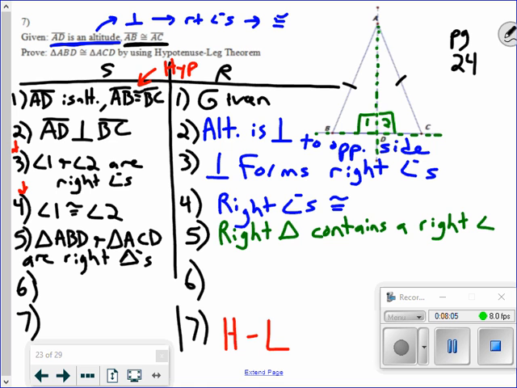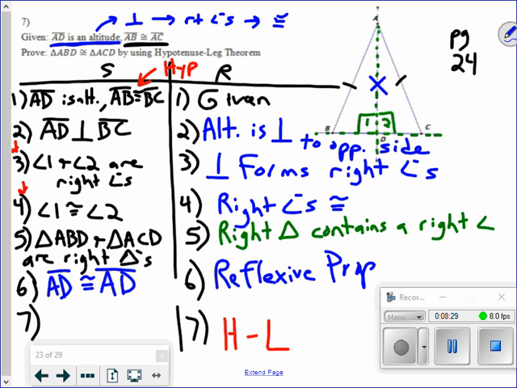Okay, so I think this is good for you to see. I messed this up too. After I've used all the given statements, I need to look for reflexive or vertical angles. I forgot the reflexive step. So somewhere in this, it didn't have to be the 6th step. I needed to say that these two are congruent because it is reflexive. And now this is telling me that I have the legs congruent.